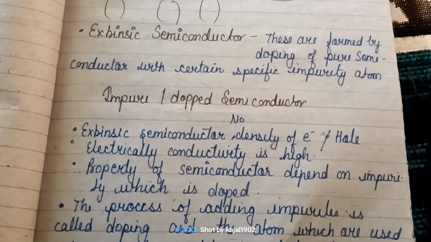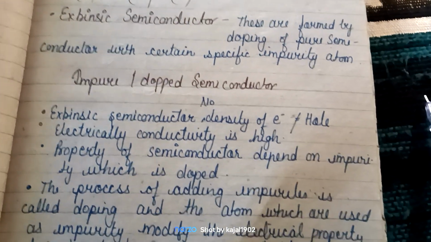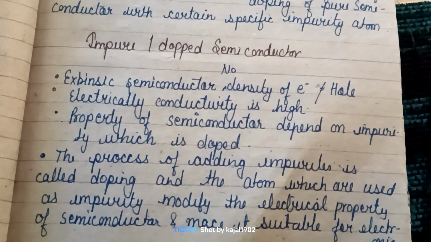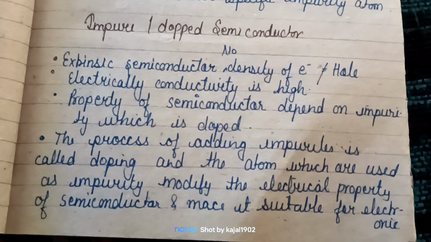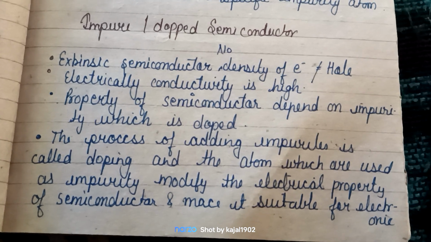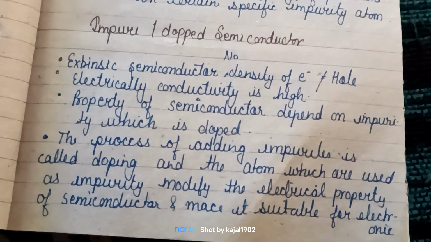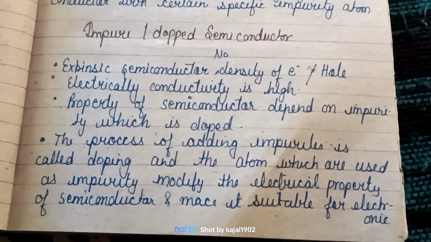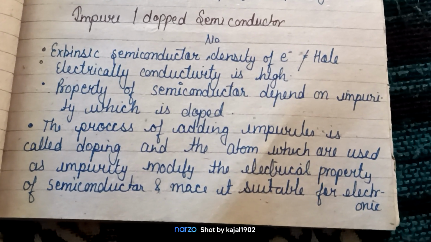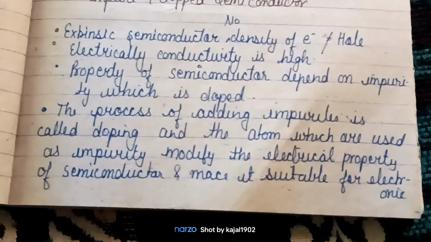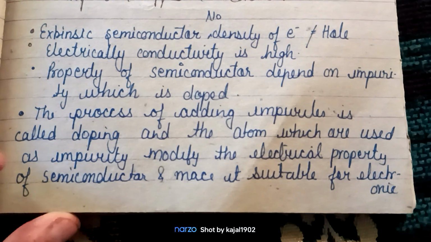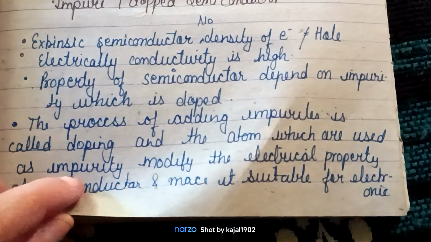Extrinsic semiconductors are formed by doping a semiconductor with a specific amount of impurity. It is an impure, doped semiconductor. In an extrinsic semiconductor, the density of electrons and holes differs. Electrical conductivity is high. The property of the semiconductor depends on the impurity with which it is doped. The process of adding impurity is called doping, and the atoms used as impurity modify the electrical property of the semiconductor.